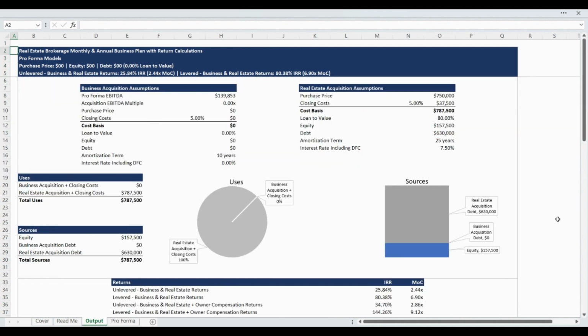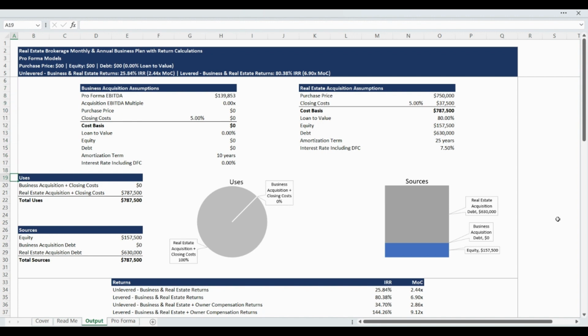The Output tab contains a print-ready, pre-formatted, and neatly organized report consolidating the detailed pro forma into an easy-to-understand executive summary that can be presented to investors and lenders as well as included in business plans and pitch presentations. The top of the report consolidates the investment assumptions, cost basis, and capital structure for the business acquisition as well as the real estate purchase, if applicable.